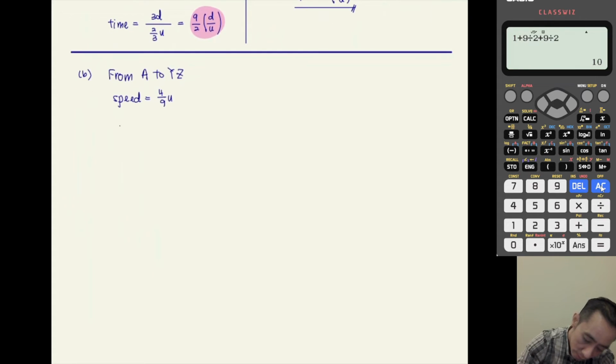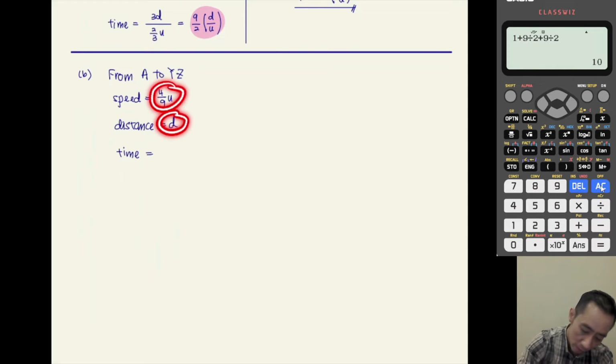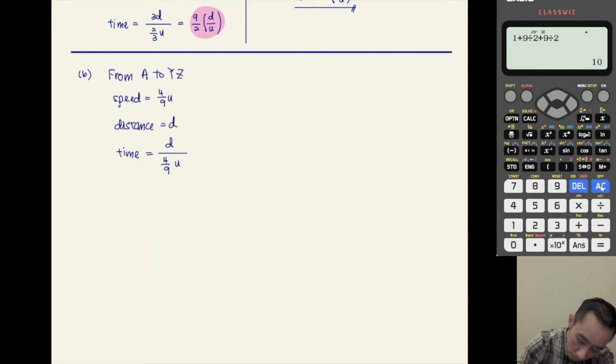Okay, then the distance is d. So for the time taken here, same thing, I take distance divided by the speed. So d divided by 4 over 9u, which is 9 over 4 d over u.